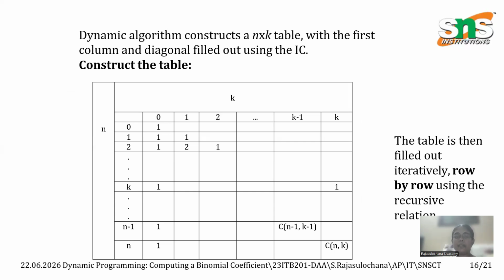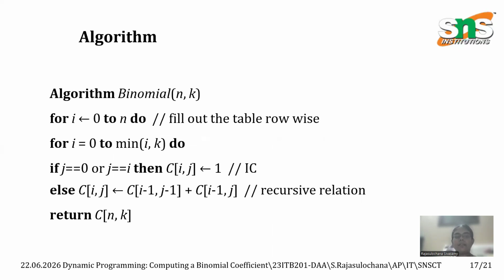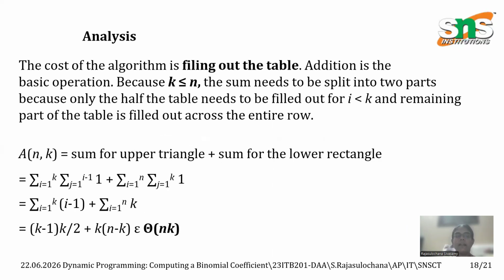By using a table structure also we can calculate the binomial coefficient. This is a formula that we have seen earlier. This recursive relation is used to calculate the binomial coefficient of two numbers. The cost of the algorithm is filling out the table. So the time taken to fill the entire table is the time complexity of the given algorithm, in addition to the basic operation. The sum needs to be split into two parts because only half of the table needs to be filled for i less than k, and the remaining part of the table is filled out across the entire row.